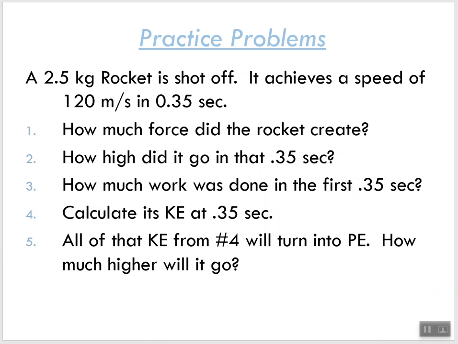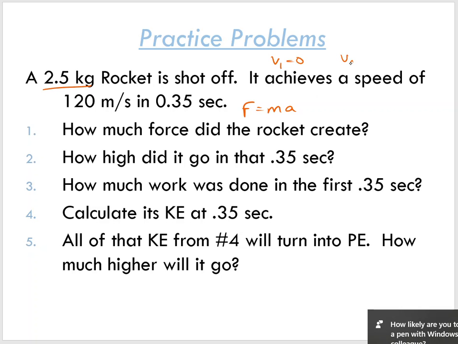All right, we're going to do some simple practice problems here dealing with potential energy and kinetic energy. A 2.5 kilogram rocket is shot off. It achieves a speed of 120 meters per second in 0.35 seconds. How much force did the rocket create? Well, the force would be mass times acceleration. We know the mass, but what we don't know is the acceleration. A rocket starts off with an initial speed of 0, and they're telling us that it achieves a speed of 120 meters per second, and it gives us a time of 0.35 seconds.